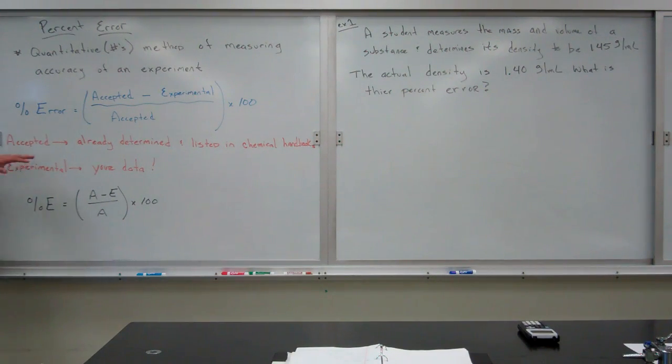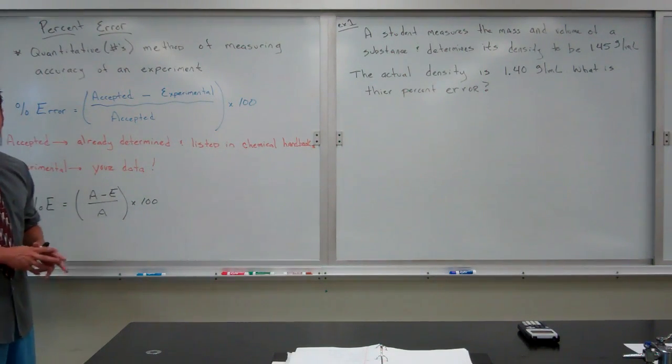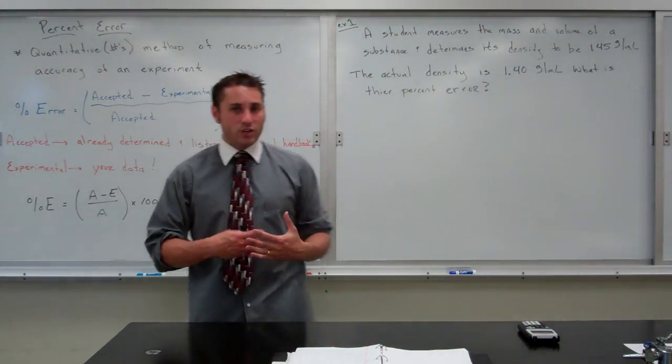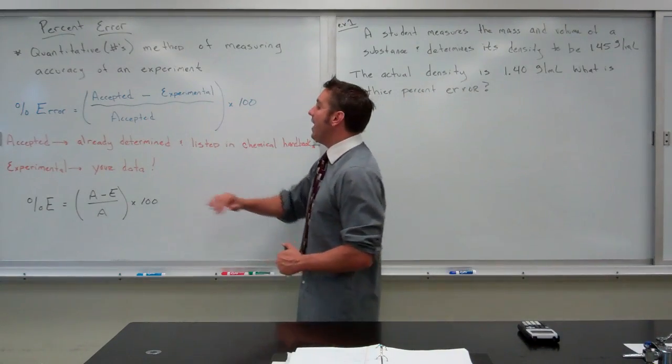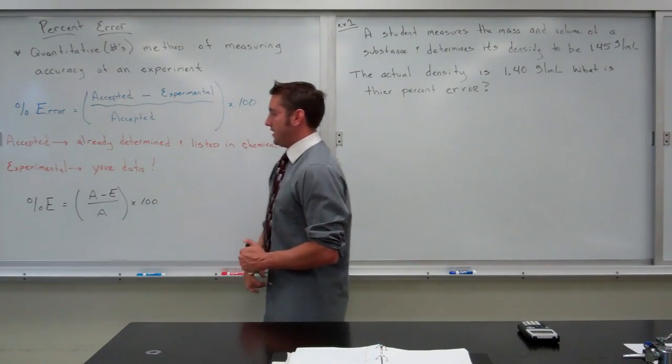Just to make sure that everybody is clear between the accepted and the experimental, the accepted value is already determined. A group of scientists, known as the IUPAC, International Union of Accuracy and Measurement Precision, perhaps? I'll get back to you. I'll check on that. But the accepted value is already determined and it's listed in chemical handbooks. You can look that up, or most often I will give you what the accepted value for a particular measurement would be. The experimental is your data. You go back into the lab, you conduct an experiment, you measure things, whatever your number is that you determine, that is your experimental. So you take the accepted minus the experimental over the accepted.